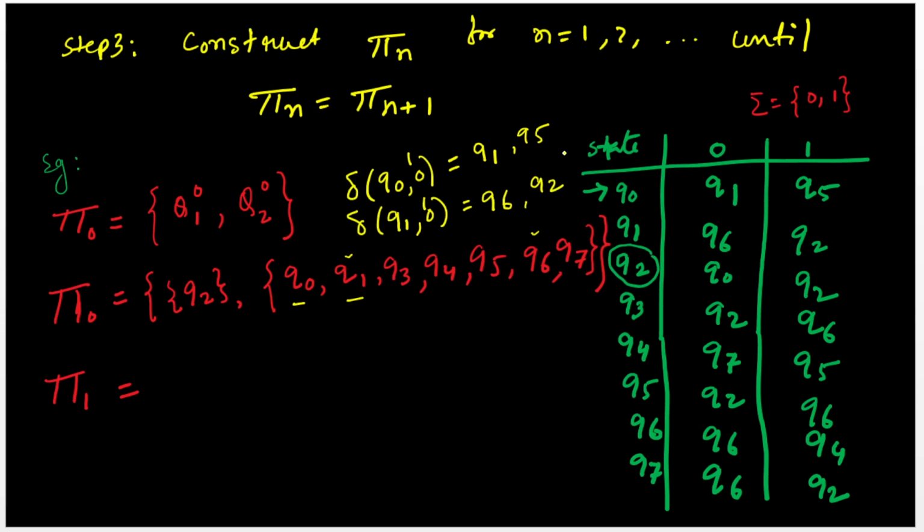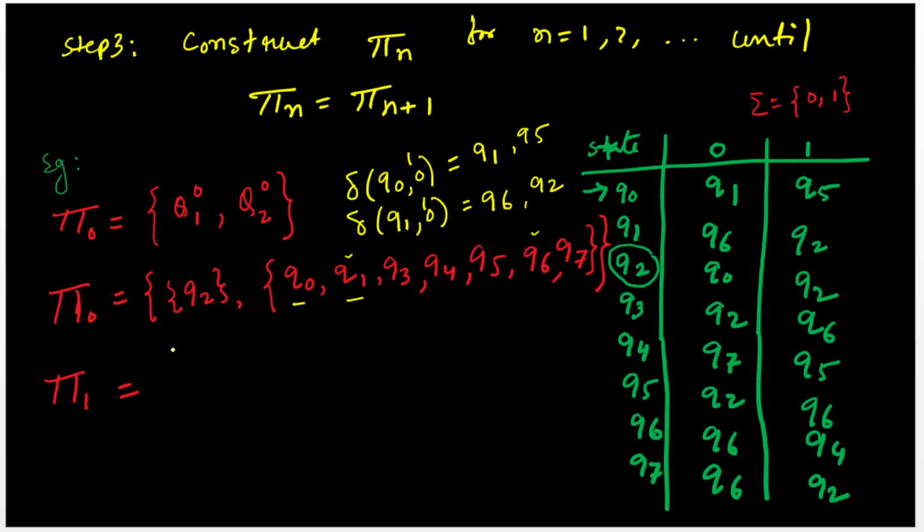Now Q5 belongs to this equivalence class, but Q2 belongs to another class. So they are not zero equivalent. Clear? They are not in the same equivalence class, so they are not k plus 1 equivalent. That means Q0 and Q1 will not be in the same set of pi 1.